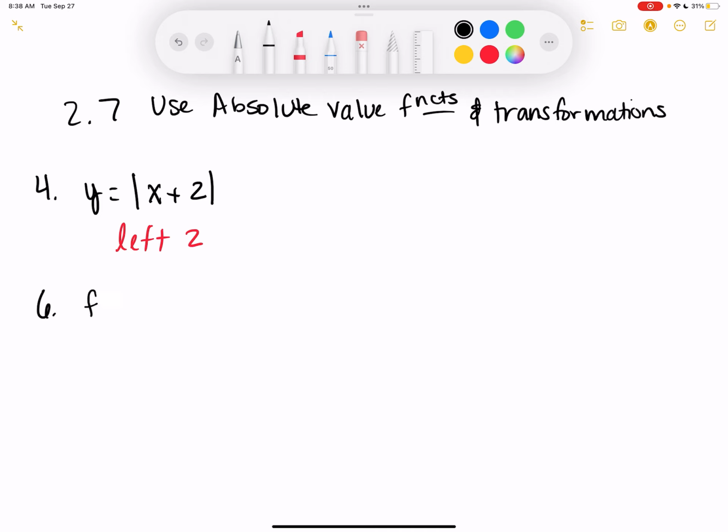Number 6, f of x equals the absolute value of x minus 1 plus 4. So where's this one going? Right 1. And what else? Up 4. So outside it goes the same direction, inside it's opposite direction.